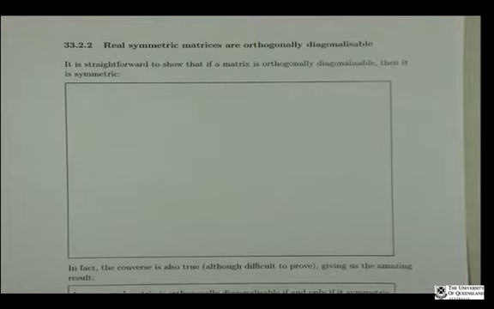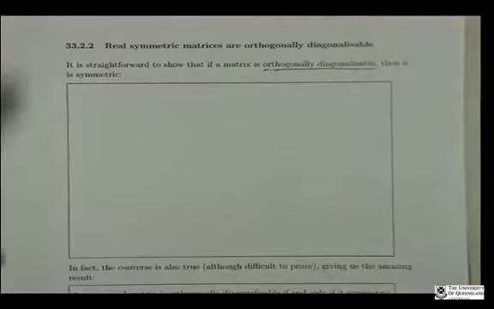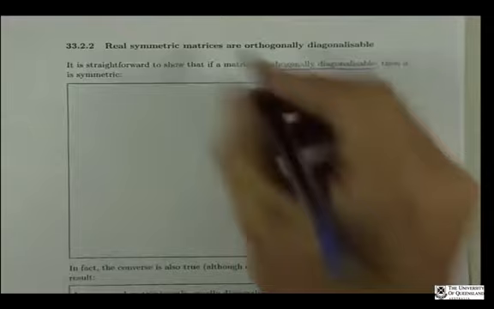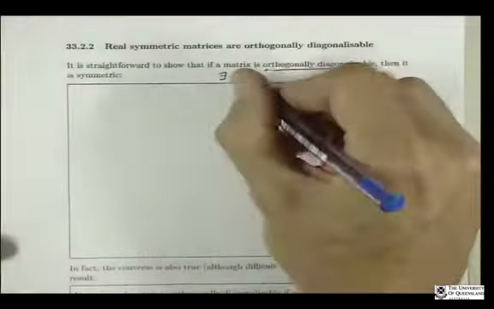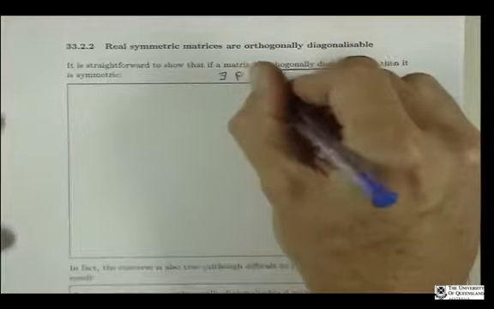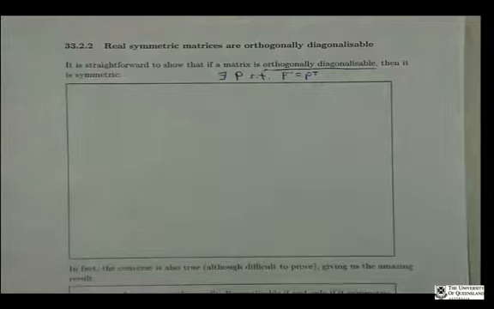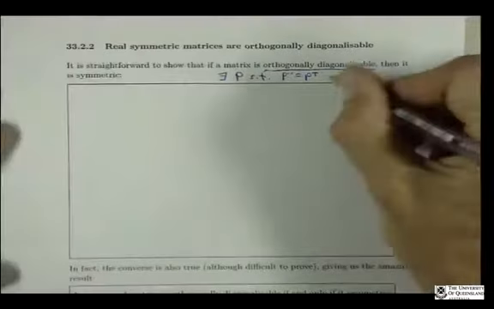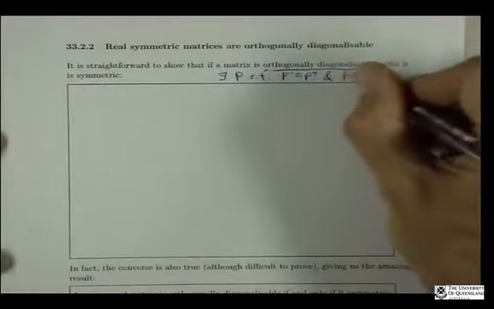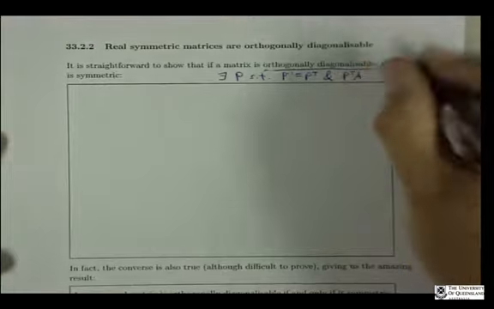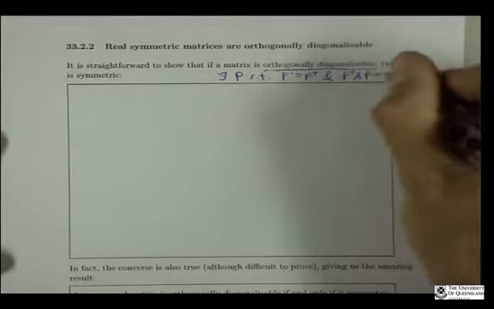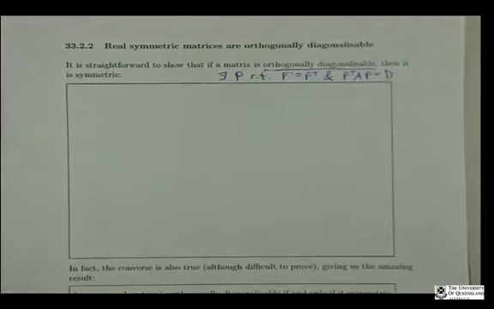So in fact, it's straightforward to show that if a matrix is orthogonally diagonalizable, it's very easy to show that the matrix is symmetric. So remember how we've defined an orthogonally diagonalizable matrix. That means there exists a matrix P such that P inverse is equal to P transpose, and this product P transpose AP is equal to a diagonal matrix D.